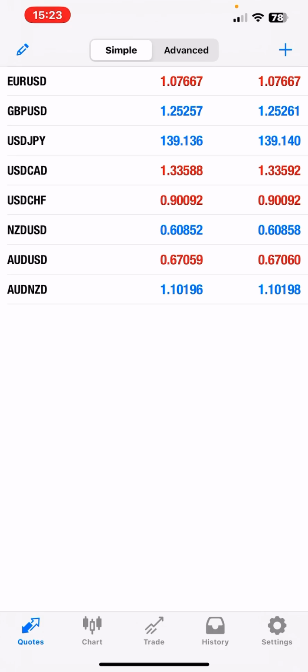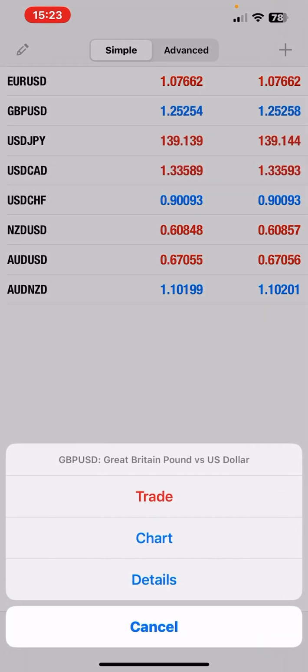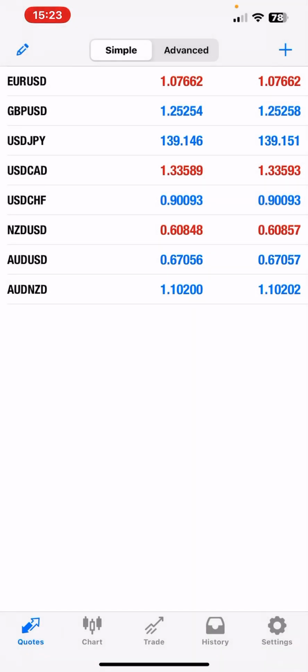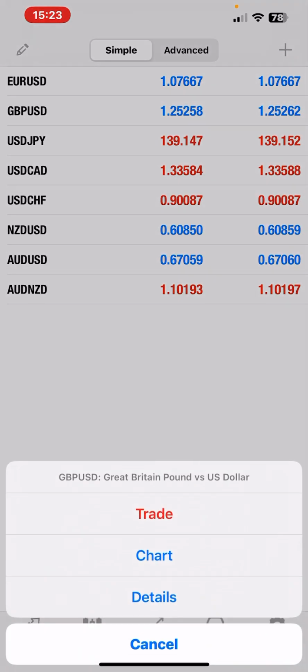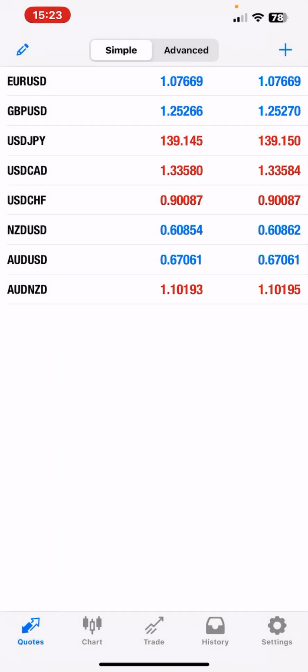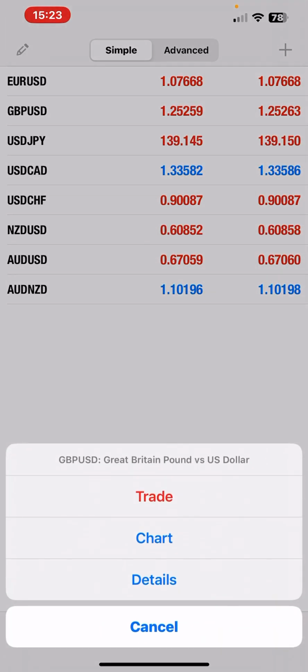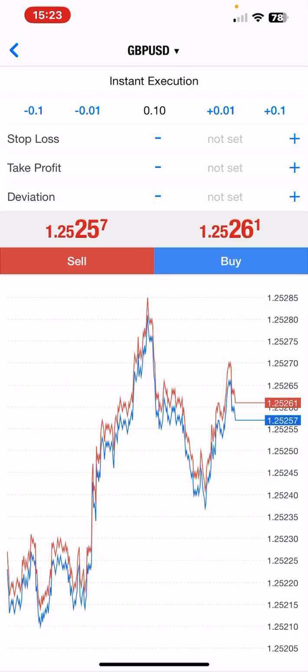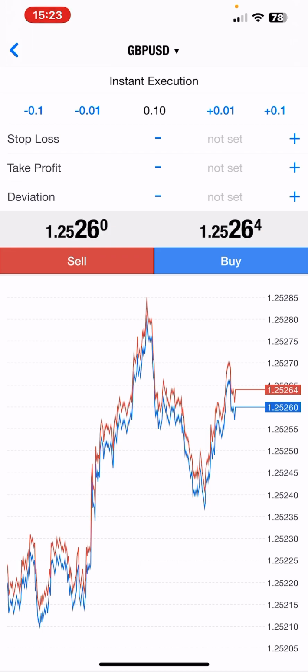Now if you want to place a trade on a currency pair, there are two ways. You either click on the currency you want to trade, or you swipe to the left of the currency pair. But when you've already opened a trade, I would prefer you just click on it and take trade. Now, as I said yesterday about the lot size, right?